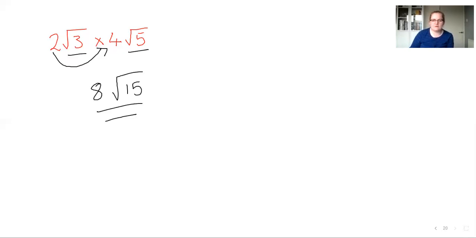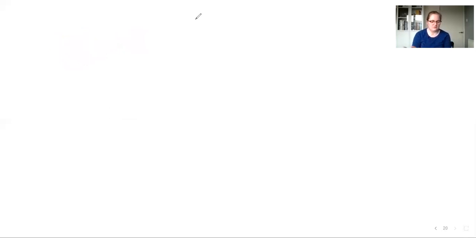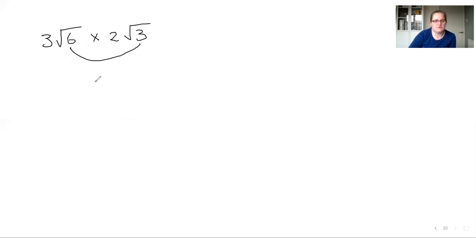We're going to have a look at them with brackets as well in a second. So a couple more examples without brackets, and then we'll go on to brackets. So we've got 3 root 6. I'm going to multiply that by 2 root 3. Again, 6 times 3 will give us root 18. 3 times 2 would give you 6.